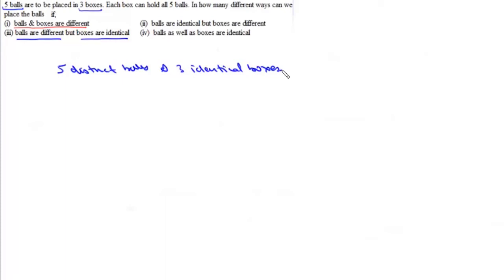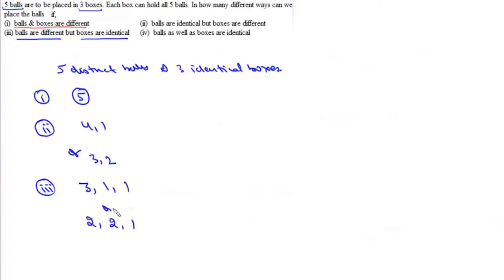Now, how can we distribute these distinct balls in identical boxes? Since it has distinct balls, it is a distribution problem. So, we'll consider 3 cases. Case 1, when all the 5 balls are distributed in only one box. Second case, when these 5 balls are distributed in 2 non-empty boxes, they can be distributed as either 4-1 or 3-2. And the third case, when all these 5 balls are distributed in 3 non-empty boxes. So it can be done in either 3-1-1 way or 2-2-1 way.